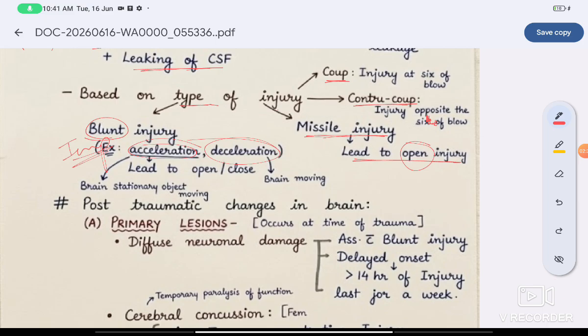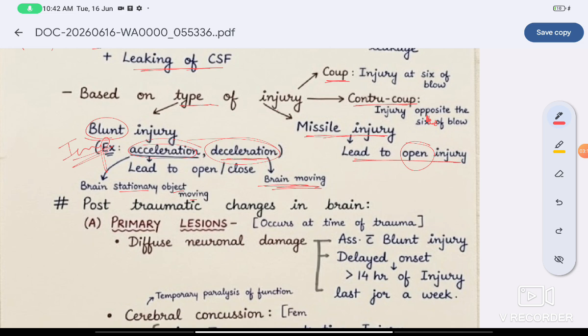Acceleration injury is the injury in which the brain is stationary and the object is moving. For example, if you take into consideration that a man is standing and he is hit by some fast moving object like a cricket ball or something. Deceleration injuries are those in which the brain is moving. For example, in a road traffic accident, the man is under acceleration and the object which he hits, for example, a truck or a pole, is stationary and the person is moving, so the brain is moving in this case.